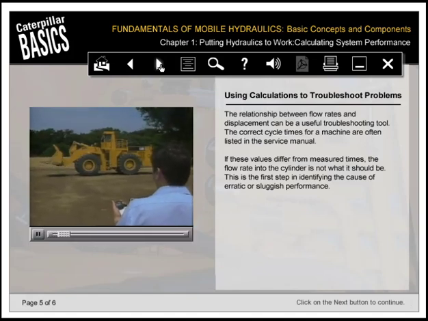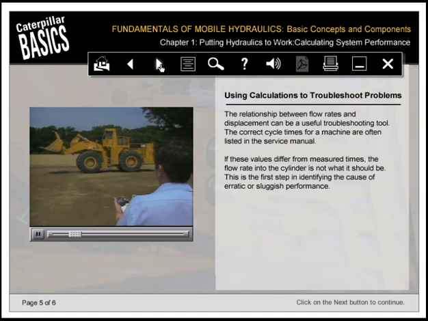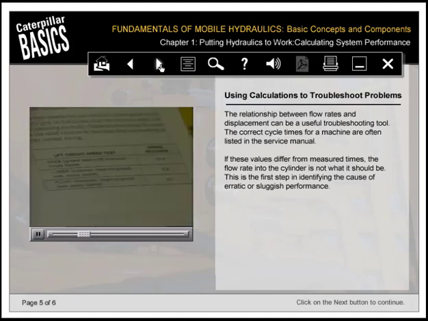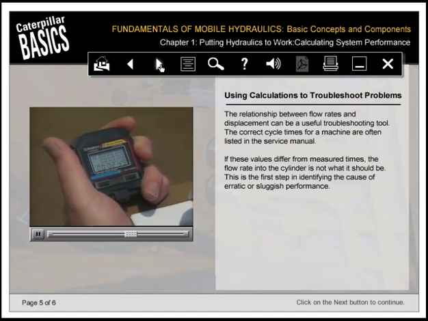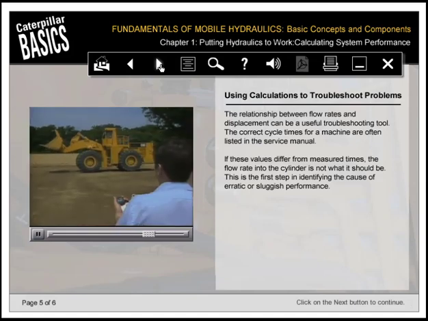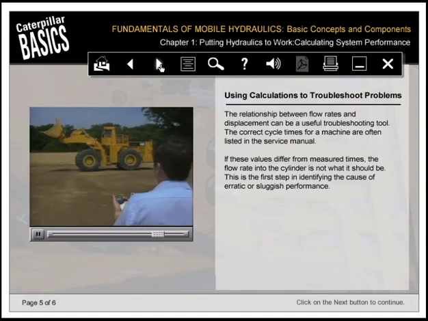The relationship between flow rates and displacement can be a useful troubleshooting tool. The correct cycle times for a machine are often listed in the service manual. If these values differ from measured times, the flow rate into the cylinder is not what it should be. This is the first step in identifying the cause of erratic or sluggish performance.